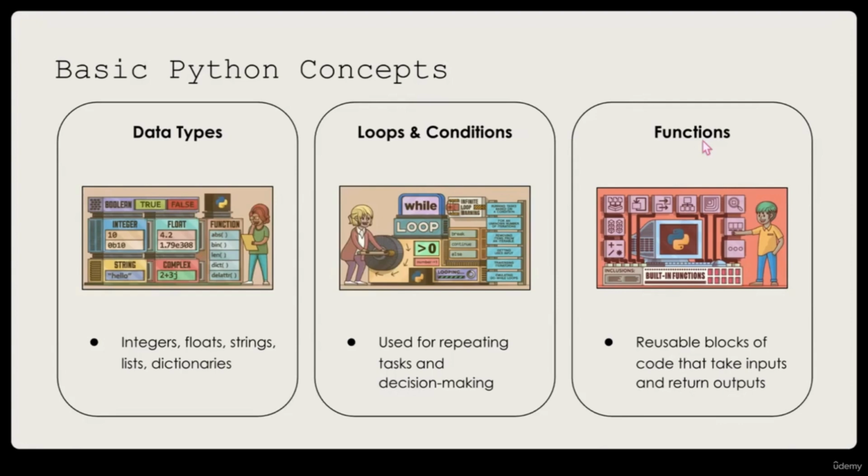Next, we have loops and conditions. These are essential for making your code do repetitive tasks and make decisions. Now, let's go ahead and talk about loops first.